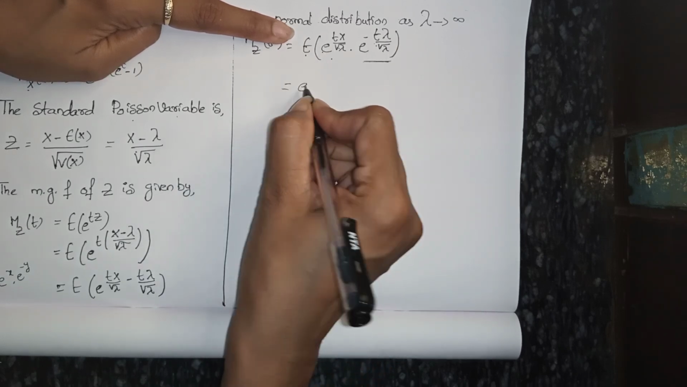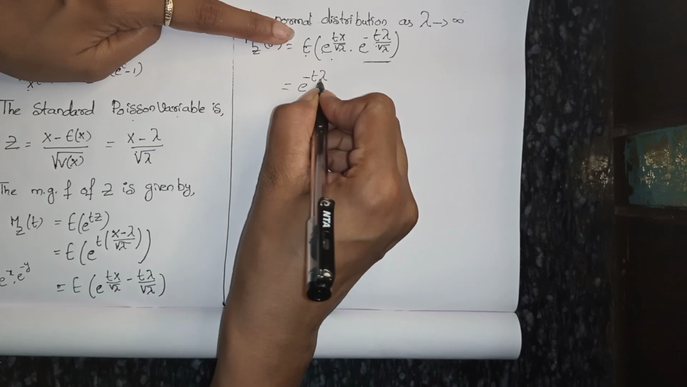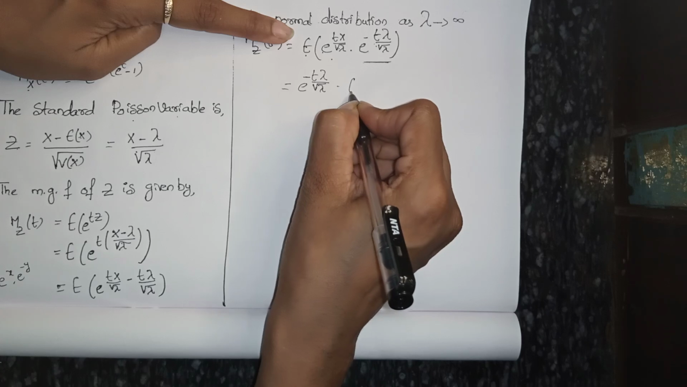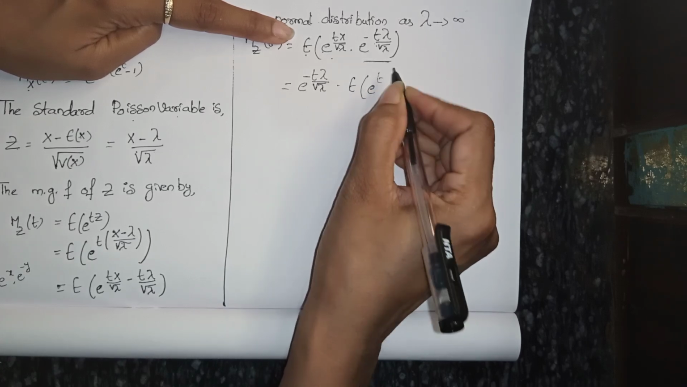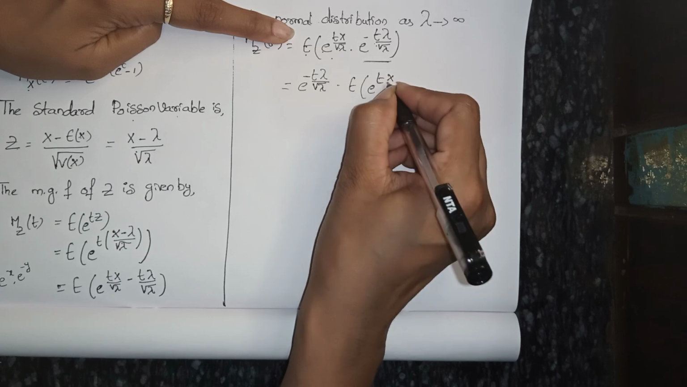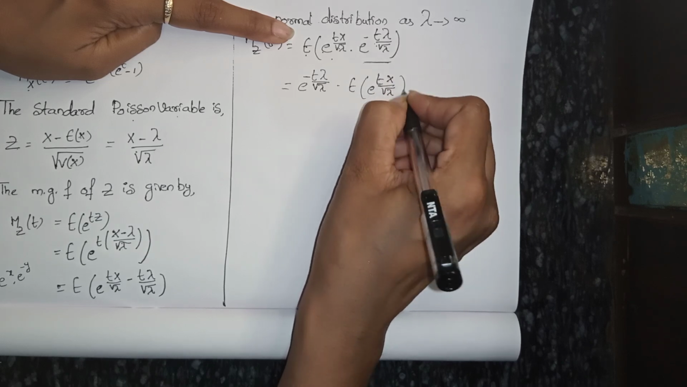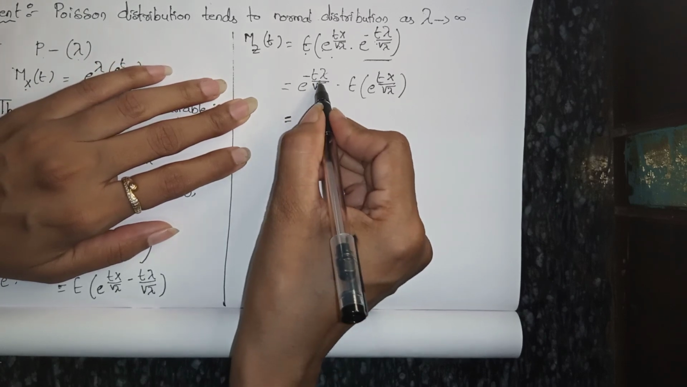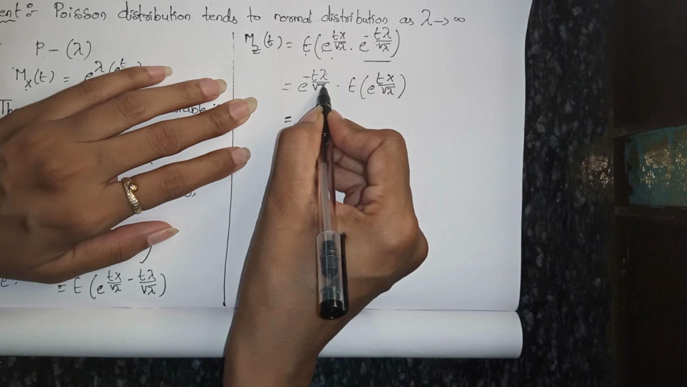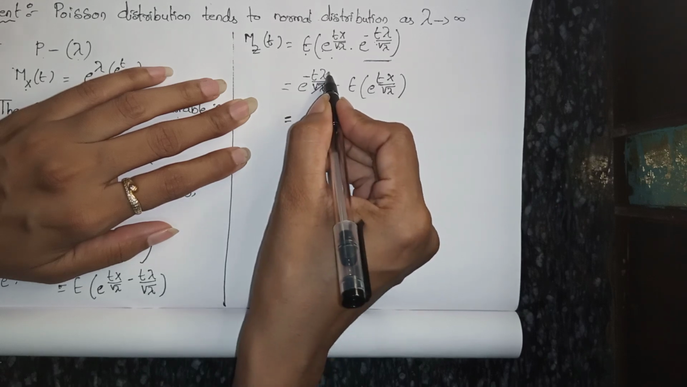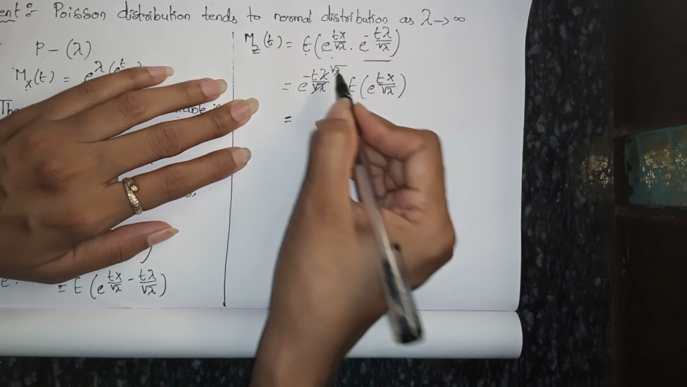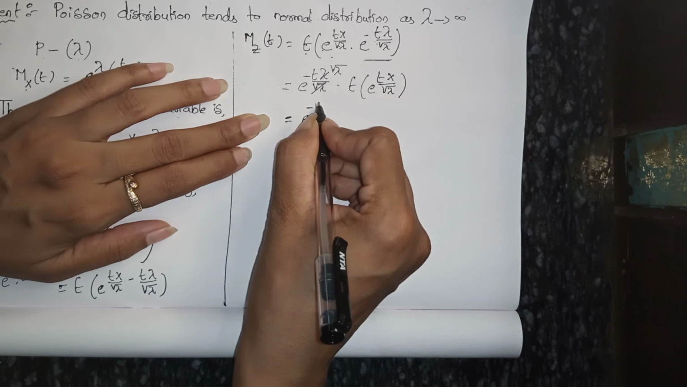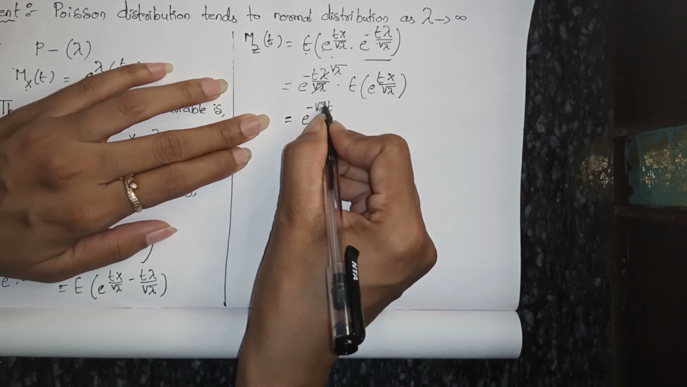So e to the power of minus t lambda by root lambda into expectation of e power t x by root lambda. Now if we cancel this one, root lambda will go in lambda, root lambda times. Here the remaining term is e to the power of minus root lambda into t.